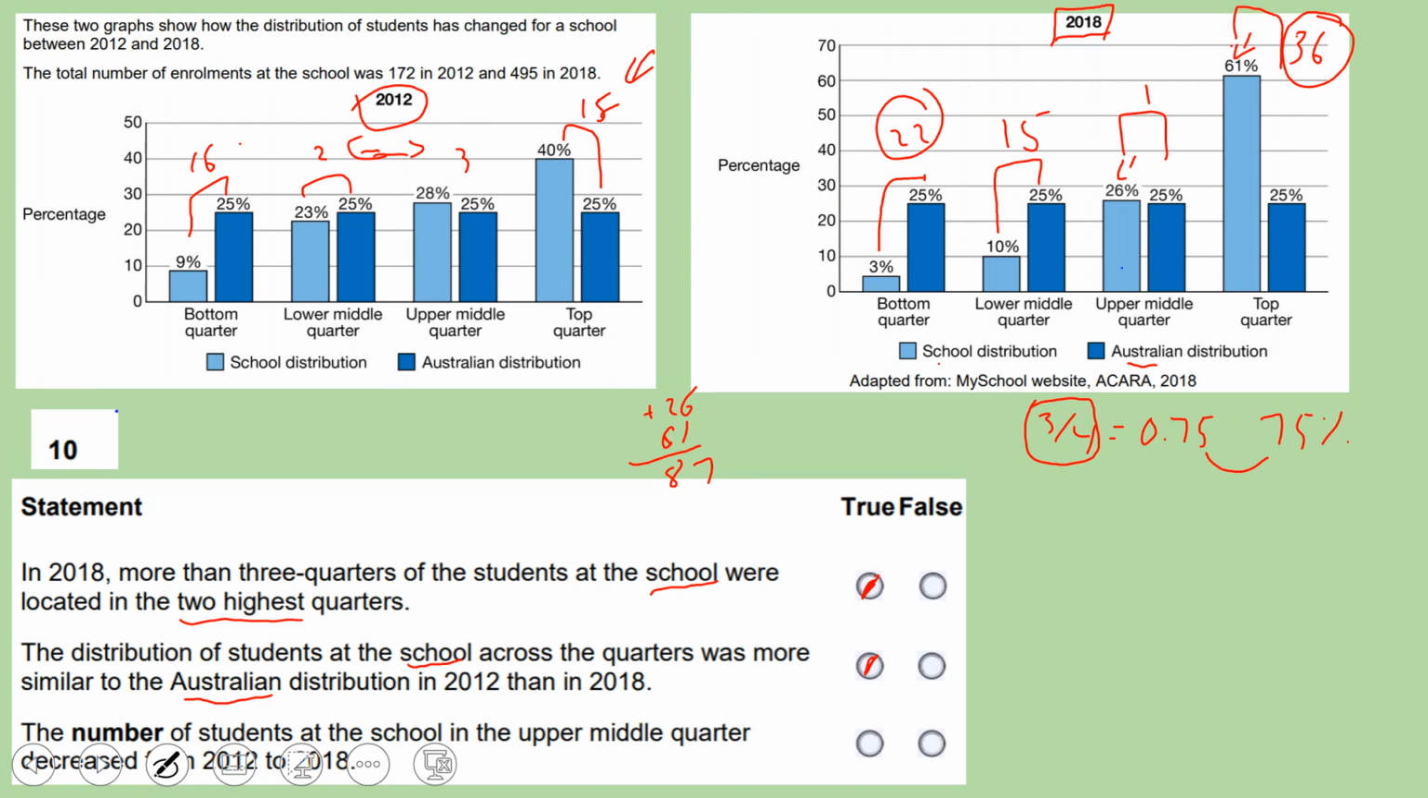The number of students at the school in the upper middle quarter decreased from 2012 to 2018. So number of students at the school in the upper middle quarter. Here's upper middle. There's upper middle. And it's talking about at the school. So again, we're talking light blue. So this one here and this one here. So 28% in 2012. That's in 2012, so I'll just put a 12 over here. And then in 2018, it's 26%.